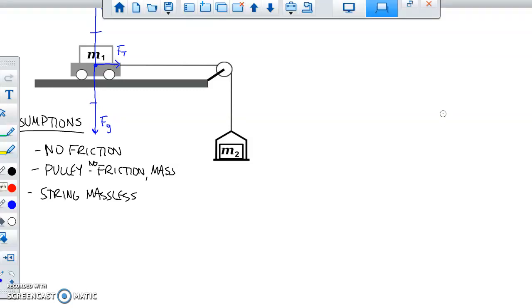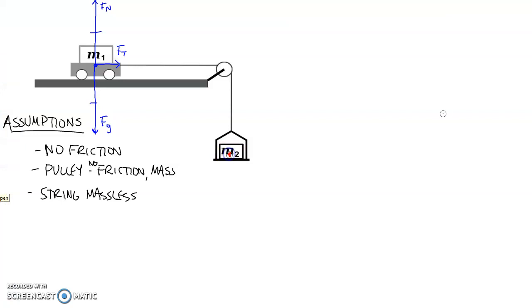Let's look at the other block and pretend that that is our system now. So we have gravity going down. Let's say it's a little bit smaller than M1's gravity. And then we have tension going up. That tension is caused by that string. That string is pulling this particular thing up, but it's not strong enough because gravity is stronger than the tension force, and therefore it accelerates downward.